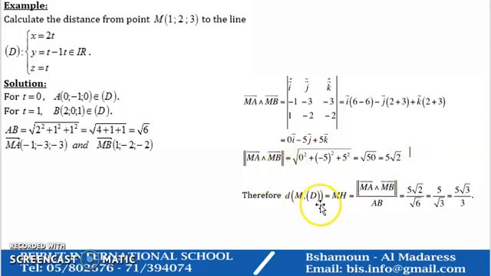Therefore, the distance from M to the straight line D, which is MH, equals the norm of MA cross MB, which is 5 radical 2, over AB, which is radical 6. Then this is 5 radical 3 over 3, and that's all for today.